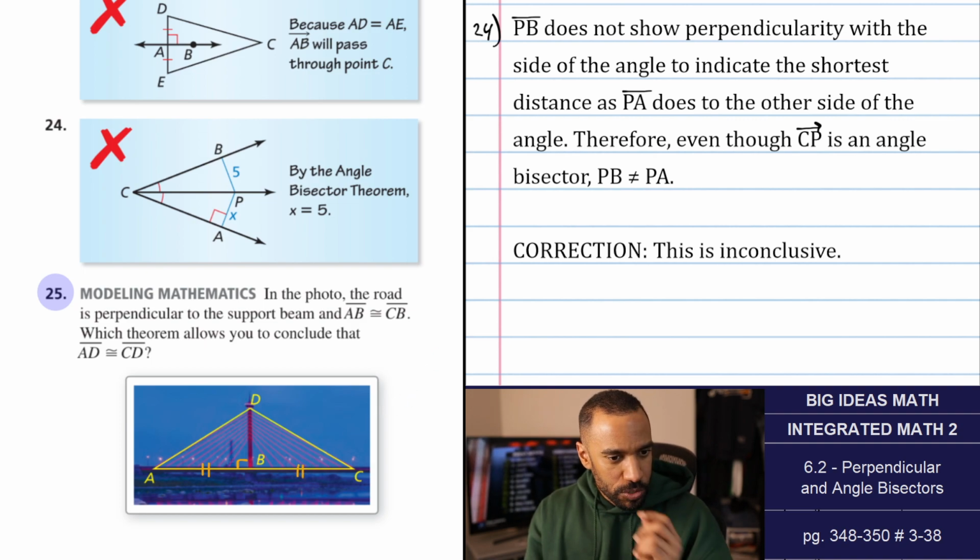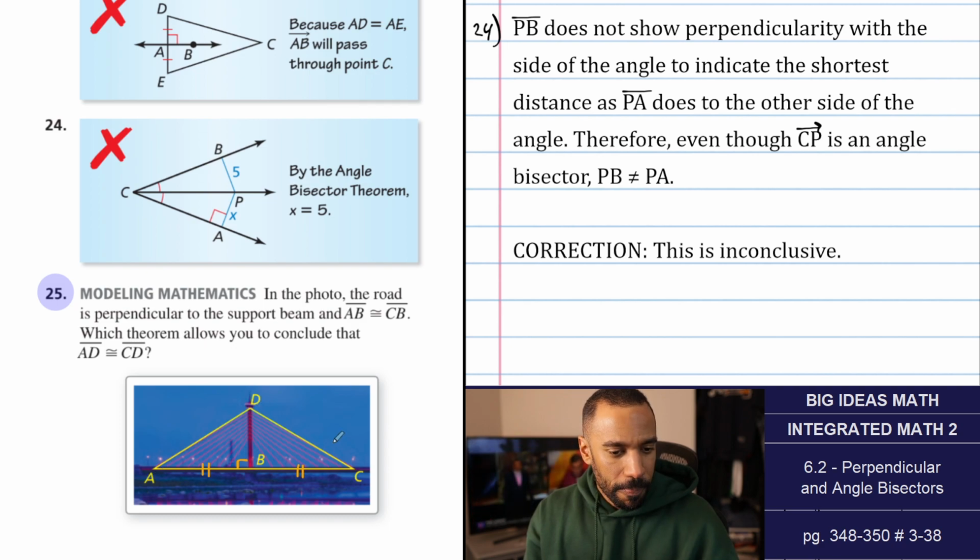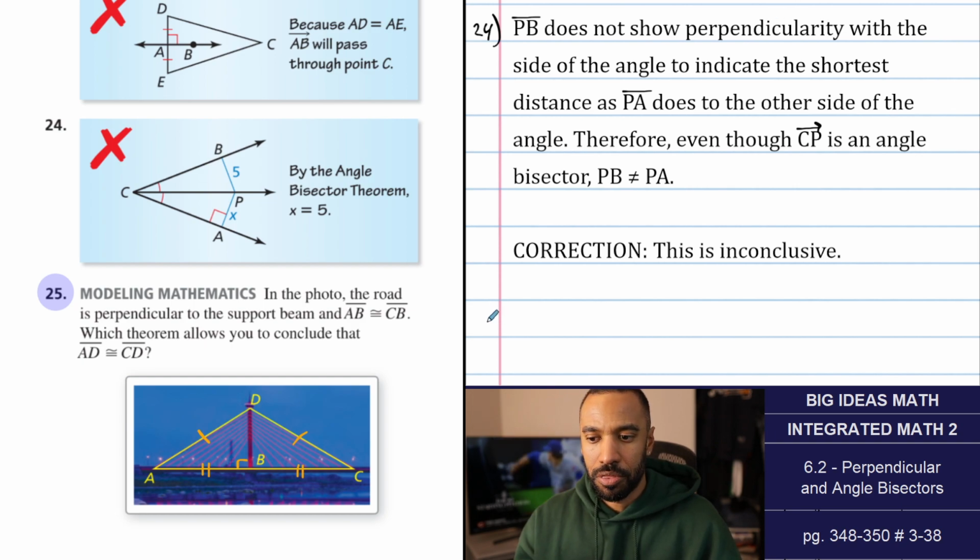Which theorem allows you to conclude that segment AD is congruent to segment CD? Well, they don't ask us to explain why, so I'll just do it verbally. This means that segment DB is a perpendicular bisector of segment AC. Therefore, D is equidistant to the points A and C by the perpendicular bisector theorem. And I will happily write it out. Perpendicular bisector theorem.